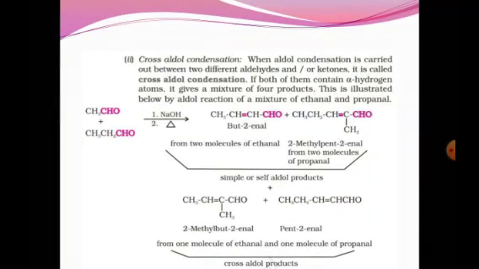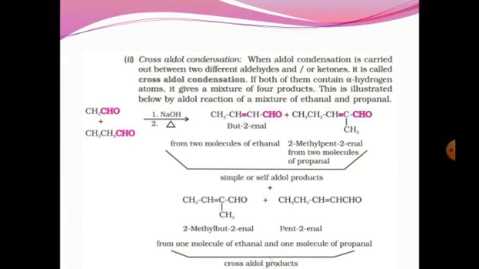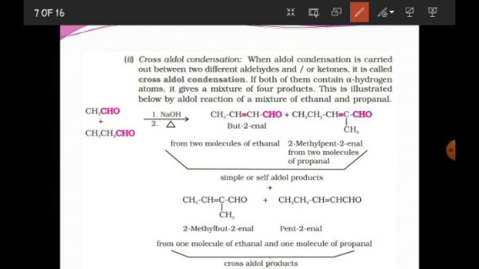Now see, if we use different aldehydes and ketones, the same reaction is known as cross aldol condensation. Okay. See, it is written: when aldol condensation is carried out between two different aldehydes or ketones, it is called cross aldol condensation. If both of them contain alpha hydrogen atoms, it gives a mixture of 4 products. Okay, children, this is illustrated below by the aldol reaction of a mixture of ethanal and propanal.